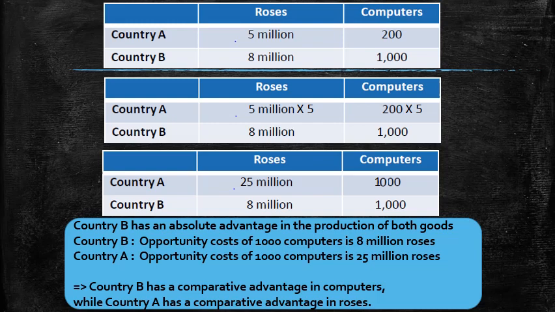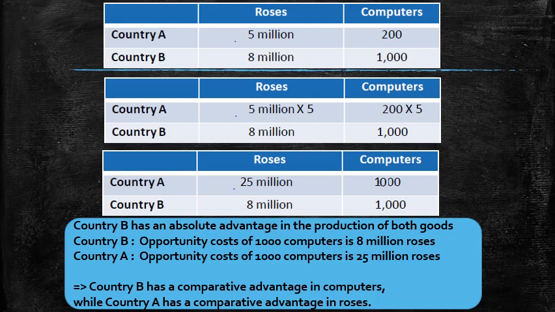So what does this mean? This basically means that country B has an absolute advantage in production of both goods, but the opportunity cost of 1000 computers in country B is 8 million roses. So if it forgoes producing 1000 computers, country B will be able to produce 8 million roses, while country A, if it forgoes 1000 computers, can produce 25 million roses.